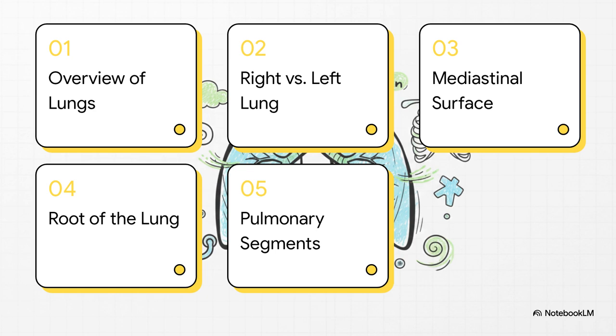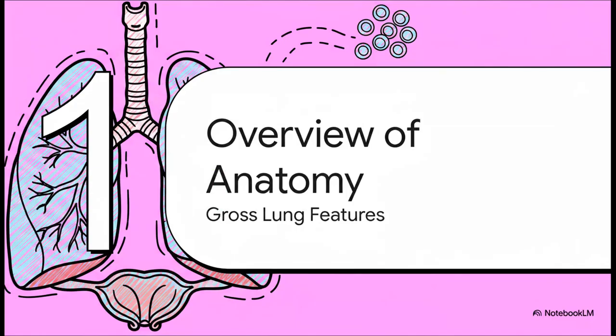Okay, let's dive into this. Our roadmap for today covers an overview of the lungs, contrasting the right and left sides, exploring the mediastinal surface, checking out the root of the lung, and finally breaking down the bronchopulmonary segments. Section 1. Overview of lung anatomy.